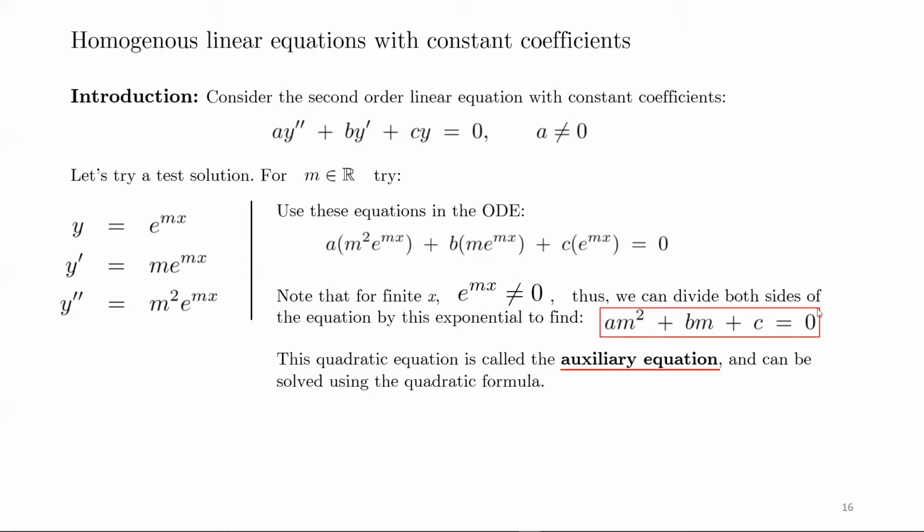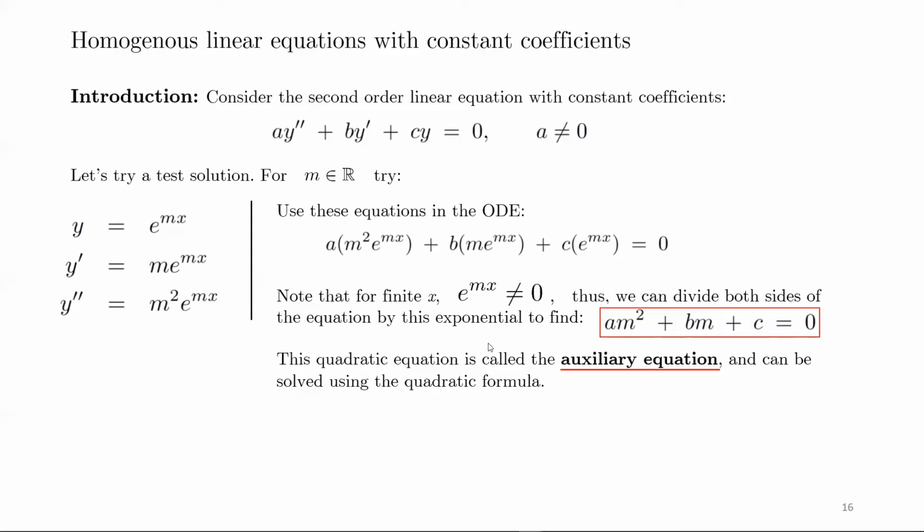This equation am squared plus bm plus c equals 0 is called the auxiliary equation. I'm going to refer to the auxiliary equation quite often throughout Unit 2 and beyond. Of course, we've got a quadratic, which means we're going to have two solutions to this equation, or at least possibly two roots to this quadratic. We could have a repeated root, of course.